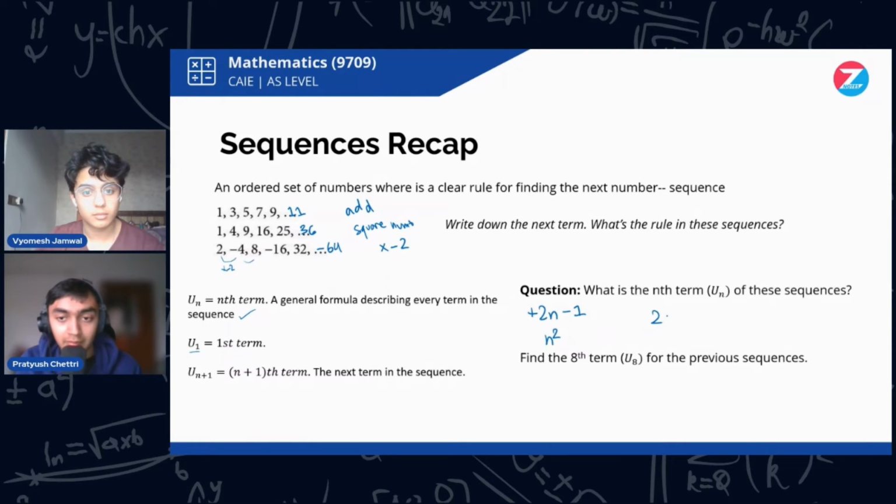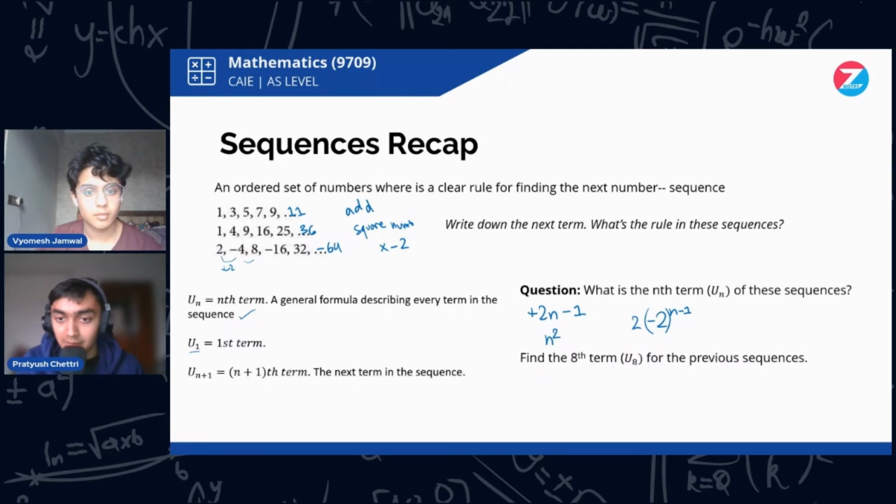For the third, we start at 2, and then we multiply it by 2 each time, so we're doing 2 to the power n. But then the first term is actually 2. So the way we do this is 2 to the power n minus 1. We'll see this in geometric progressions: first term, ratio. Okay, and find the 8th term for the previous sequences.